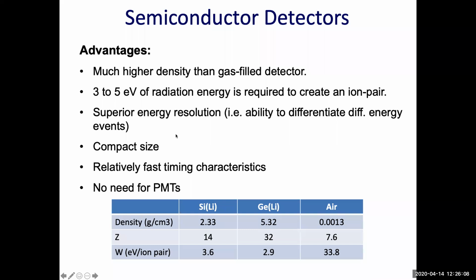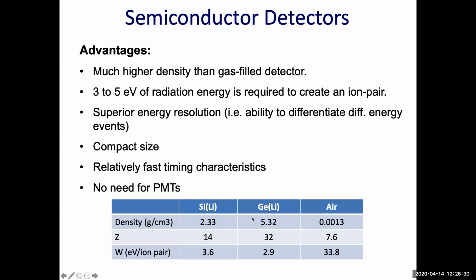It comes with a compact size, relatively fast timing characteristics, and no need for PMTs, because they directly convert the incident radiation to an electrical signal. So there's no need for a PMT or anything else to convert to light and then from light to signal. From incident radiation, we get the output signal directly. So it is very fast.